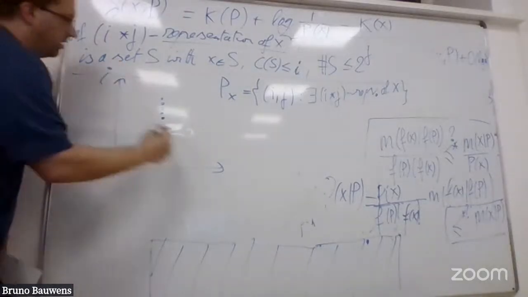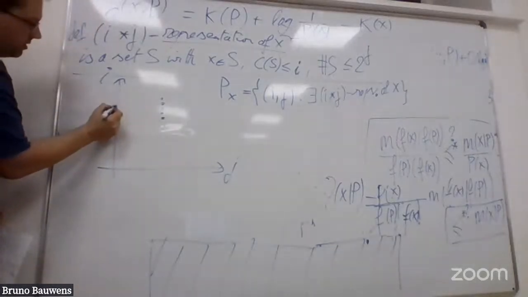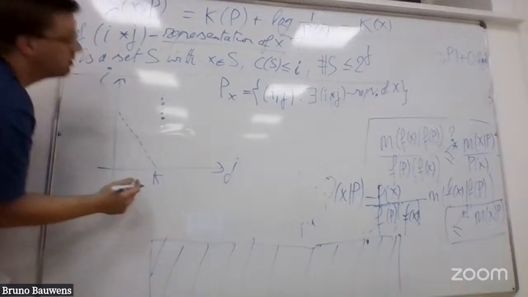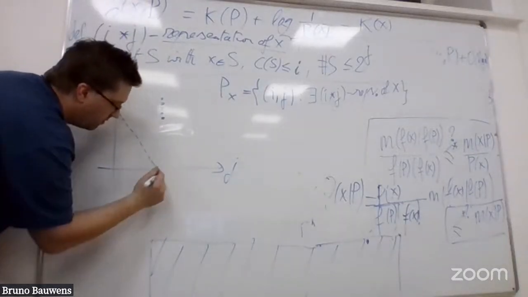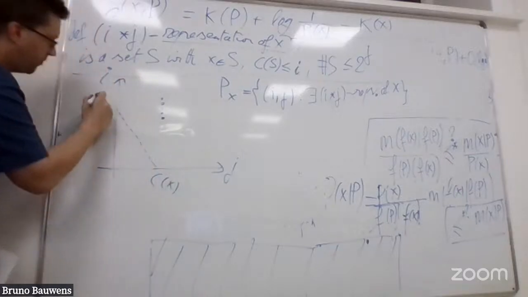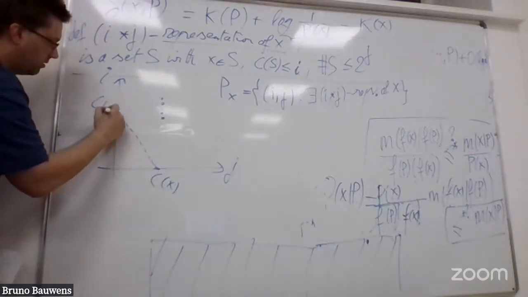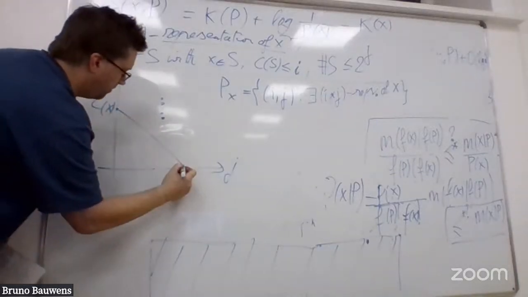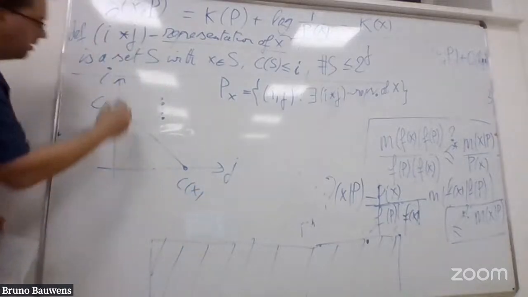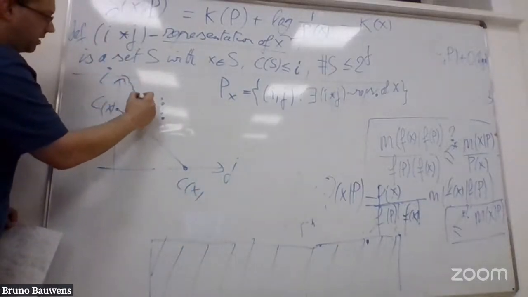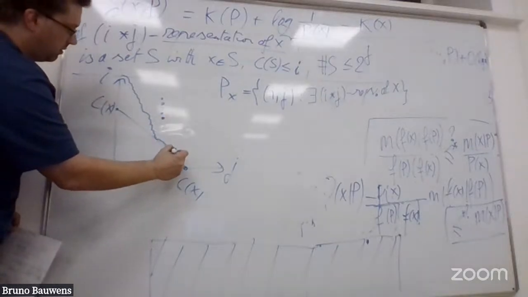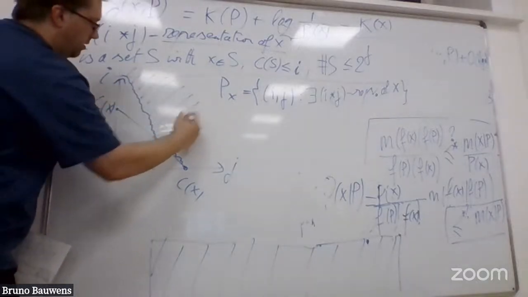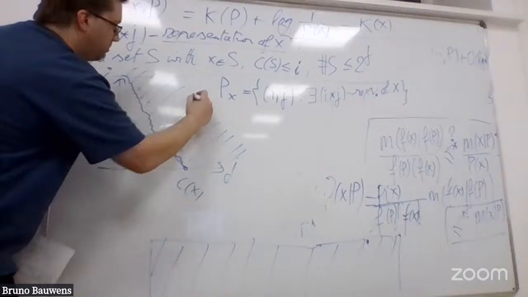So here we have i and j. So this is a set and it's of the form. So here we have K of X, C of X. Here we have C of X. Let me write this better. And then the set will be something like this. And that contains this point. So this is the complexity profile of X.